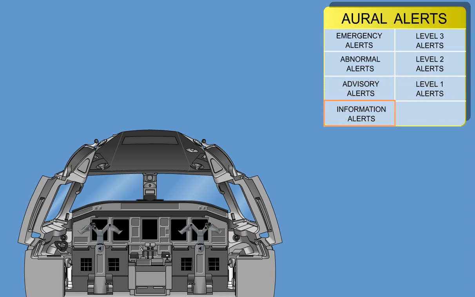Information alerts, which are dedicated to Level 0, correspond to an information situation, such as when the aircraft is in the takeoff configuration. "Takeoff. Okay." Or during a trim malfunction. "Trim."